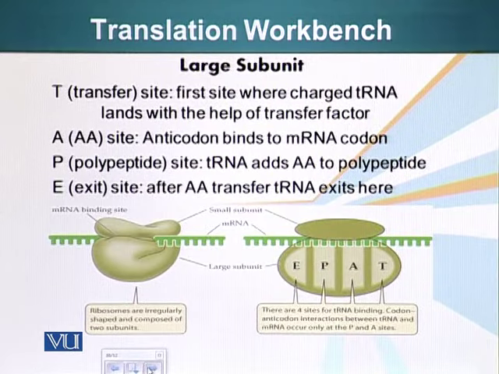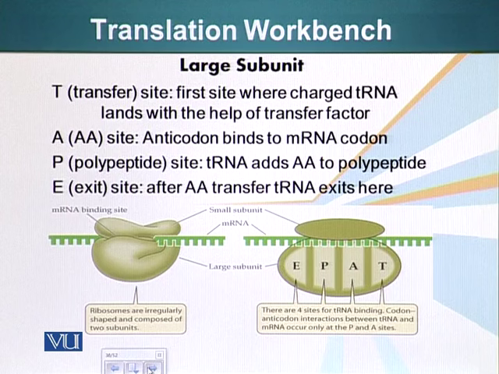The large subunit has 4 sites. Here I would like to point out that some books, some texts, only mention 3 sites, but since our textbook has 4, I'm going to proceed with the 4 sites. The T site, the transfer site, is the first site where the charged tRNA lands with the help of a transfer factor. The amino acid site or the A site, here the anticodon binds to the messenger RNA codon.